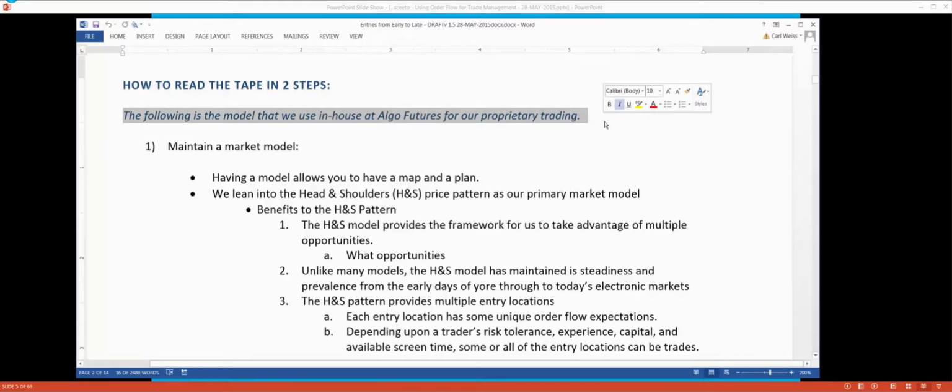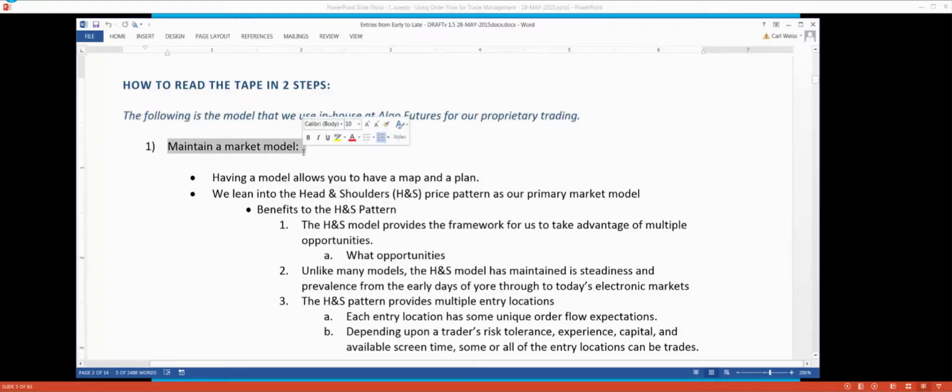This model has matured over the years. It has a lot of technology in it, and it's got a lot of effort put into it. I think it's a pristine, wonderful model, and I want to share it with everybody. We're going to be very explicit about what we're doing. First and foremost, you must maintain a market model.